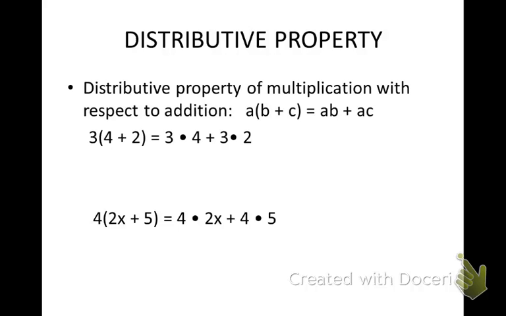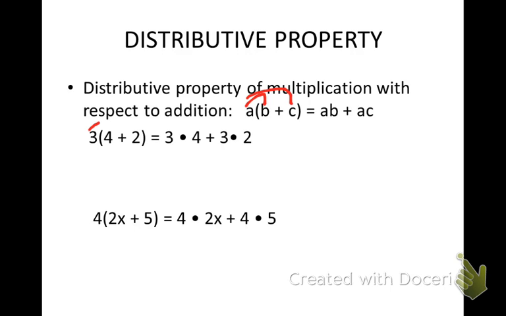Today we're going to talk about the distributive property, a very, very important property to learn, so make sure you pay attention to this. The distributive property's full name is the distributive property of multiplication with respect to addition. It says you have a number in front of parentheses being multiplied over things that are being added, or they can actually be subtracted because you can change subtraction into addition. You take that number and multiply it by both things inside: a times b plus a times c.